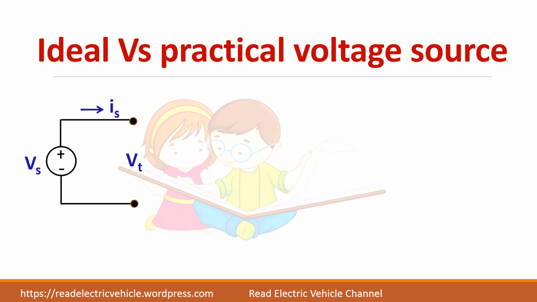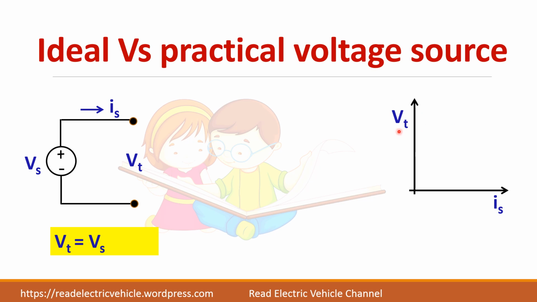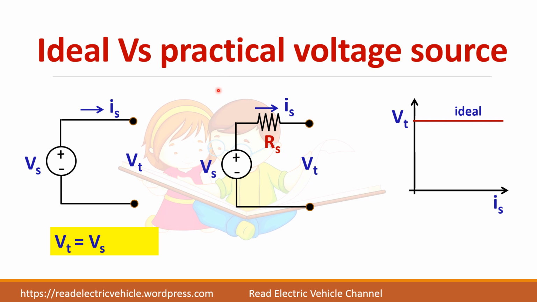Let us consider the ideal and the practical voltage source. An ideal voltage source, whatever current you draw from the voltage source, the terminal voltage will not change. So if you see here, the terminal voltage will be always equal to this voltage because there is no series resistance in case of an ideal voltage source. If you plot between VT and the IS, as the current increases, there will be no change in the terminal voltage.